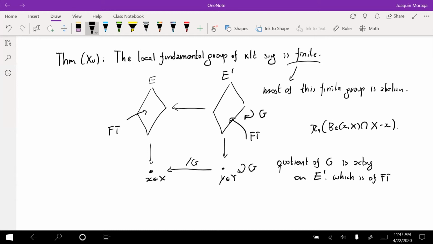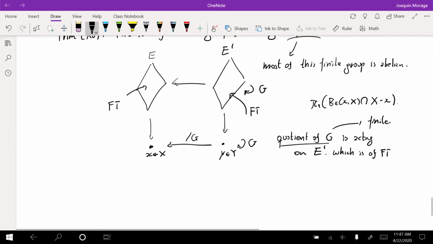And this is a finite group. This quotient of G is finite. So by the Jordan property of automorphism groups proved by Prokhorov and Shramov, one knows that this quotient of G is mostly abelian. So let me just recall what the result is.